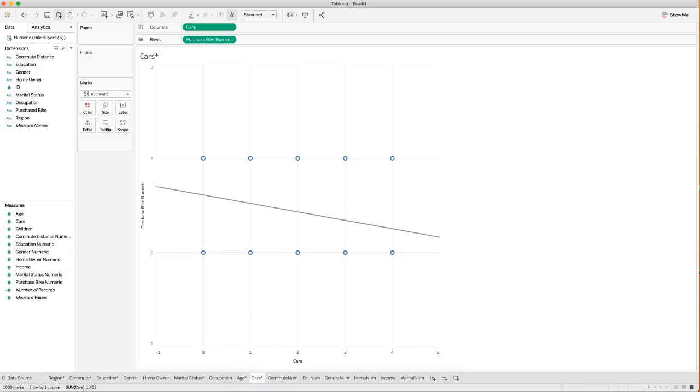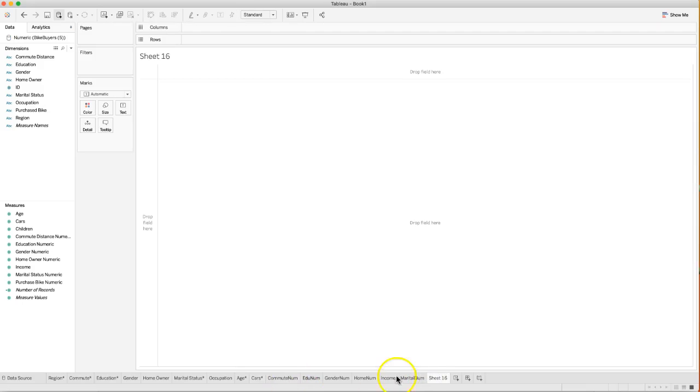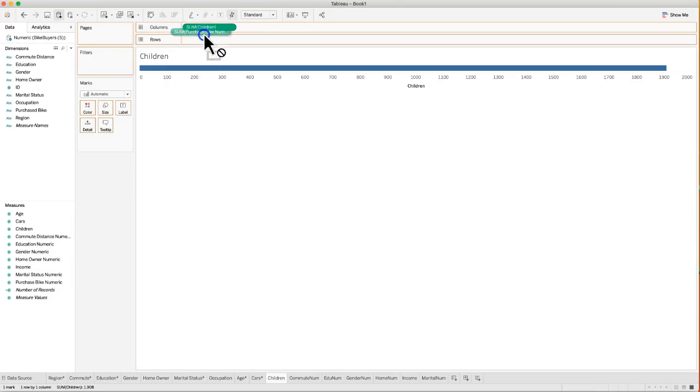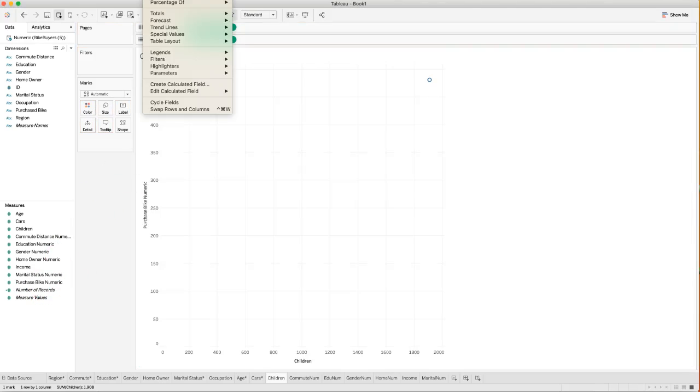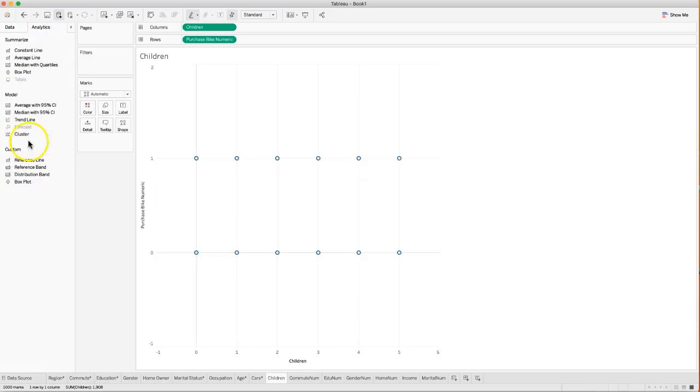Oh, you know what? I forgot children. Hold on. Let me add my sheet here for children. Sorry to waste your time there on that. Let me drop in children, purchase bike Numeric, disaggregate, trend line, right there.